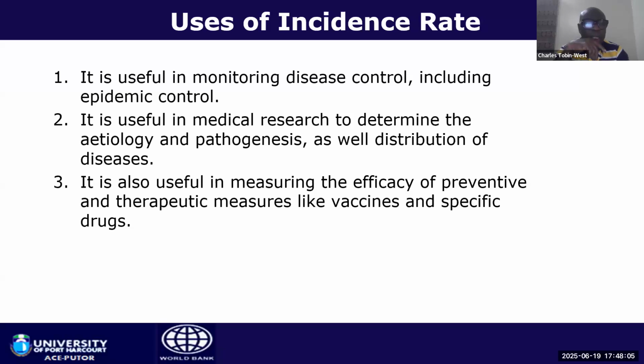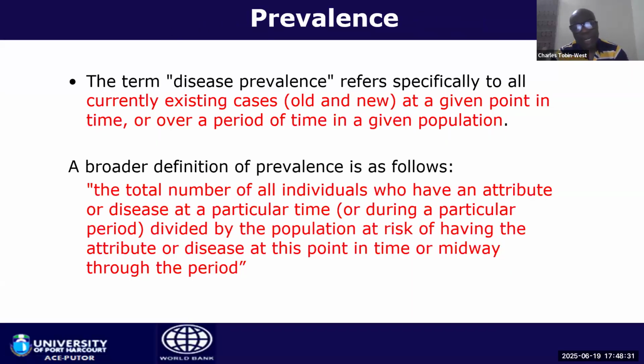Then third, we can use it in measuring the efficacy of our preventive and therapeutic measures like vaccines and specific drugs. If we are giving vaccines for a particular disease and we are still seeing new cases of that disease, it is possible that that vaccine is not as efficacious as we might think. All right, now let's go to the second term, prevalence.